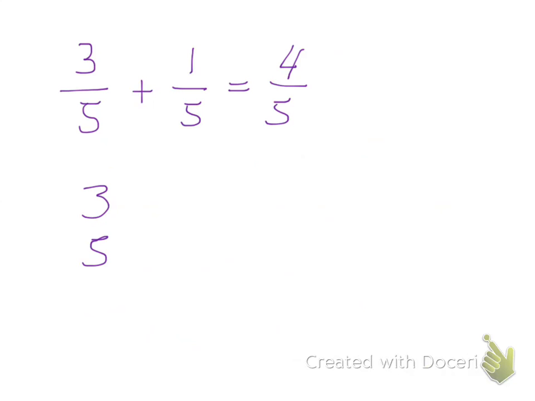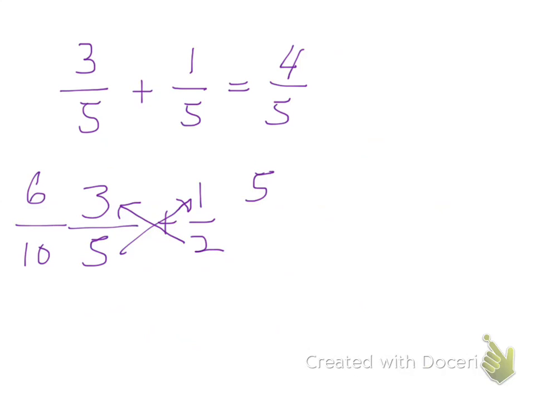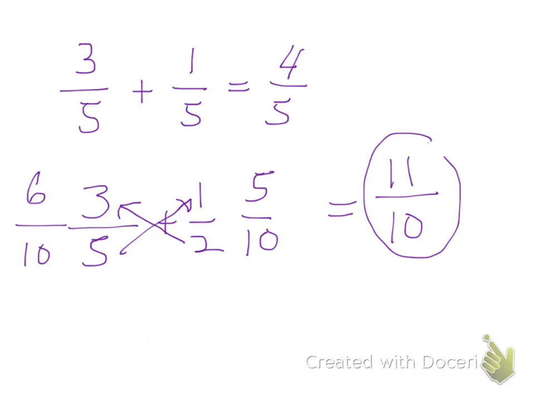3/5 plus 1/2, the method that I'm going to use is my cross multiplication. I'm going to go 2 times 3 is 6. I'm going to go 5 times 1 is 5. And I'm going to say 5 times 2 is 10. And I'm going to now very easily say it's 10. And 6 plus 5 is 11. So this is something that has to be simplified.